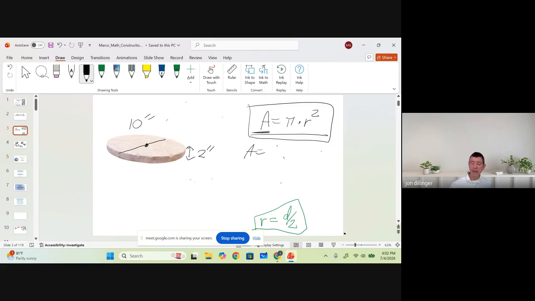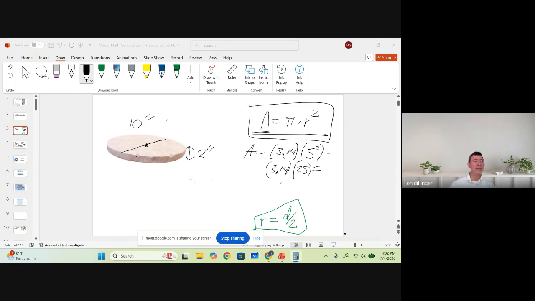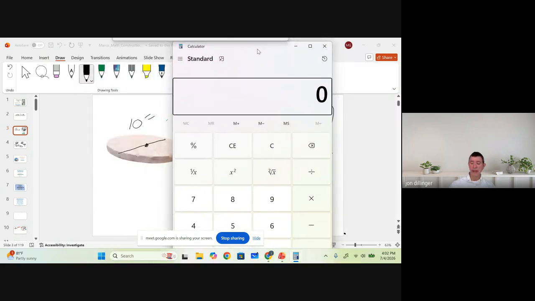So area is equal to 3.14 times the radius squared. If 10 inches is the diameter, that means the radius is 5, squared. So you have 3.14 times 25. Now, at the test locations, they're going to give you a calculator. And it's going to be a simple calculator. So just get that out.